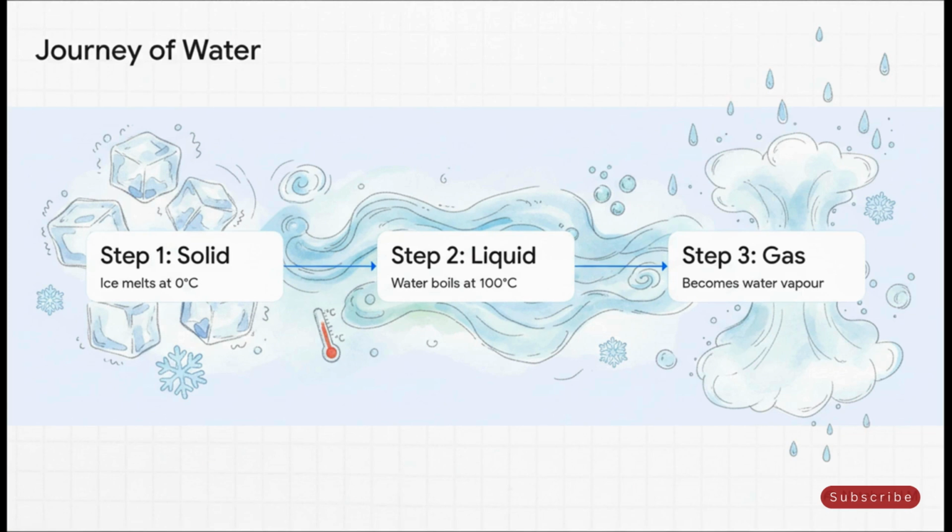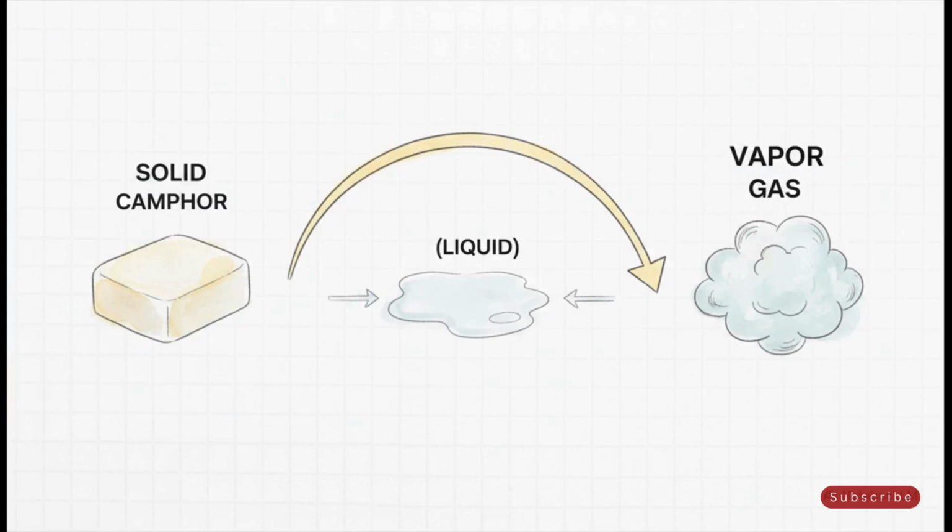That's its melting point. Keep heating it up to 100 degrees, the boiling point, and those particles get so much energy they escape completely and turn into a gas or vapor. And of course it works in reverse too. Cool the vapor down and you get condensation. Cool the water down and you get freezing. But wait, there's this really cool exception called sublimation.